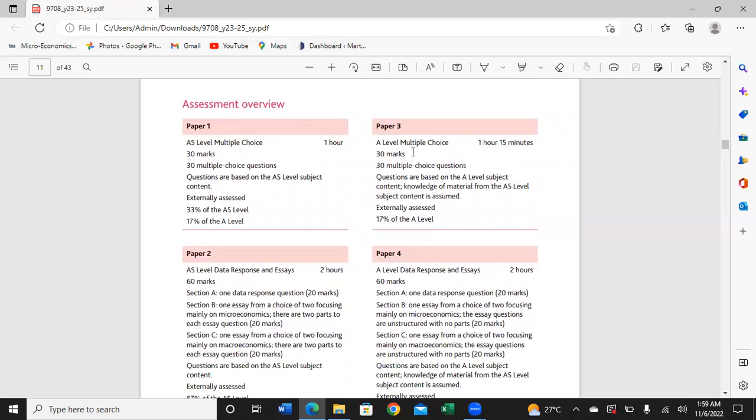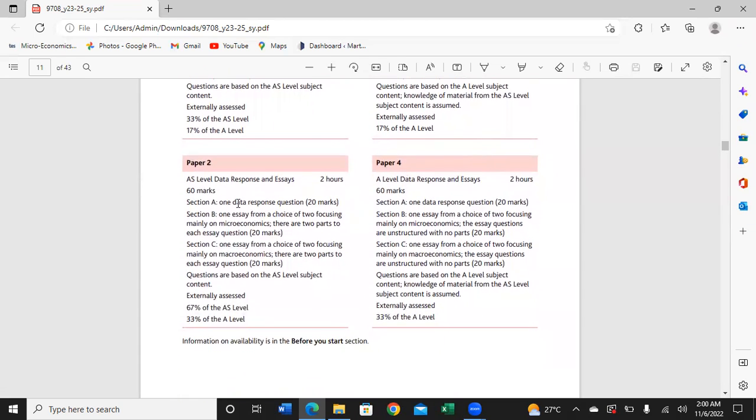A multiple choice question paper in paper 3 has 1 hour and 15 minutes. So you can see over here, it includes 15 extra minutes as compared to paper 1 of AS level. It also has the same 30 MCQs, 30 marks, but time is extended by 15 minutes by Cambridge because it has a more difficult level to be assessed in this paper 3.